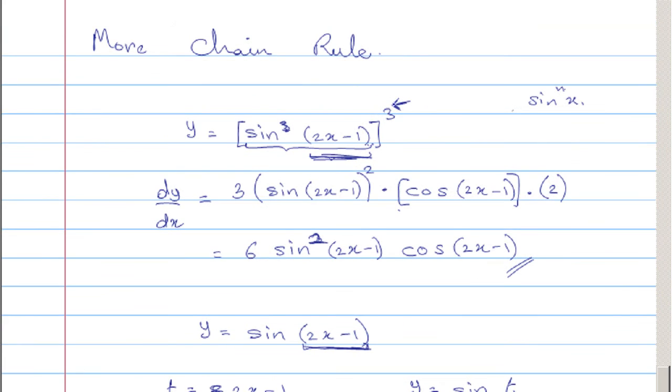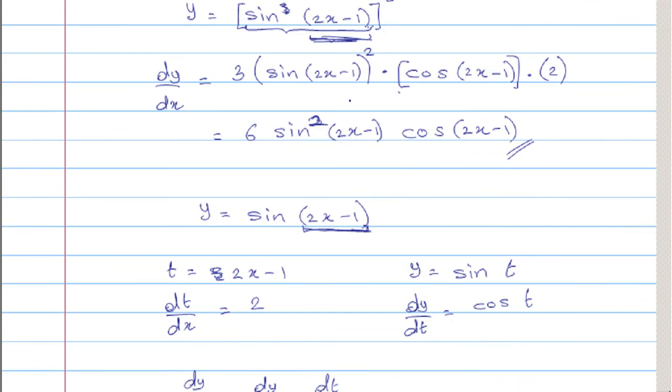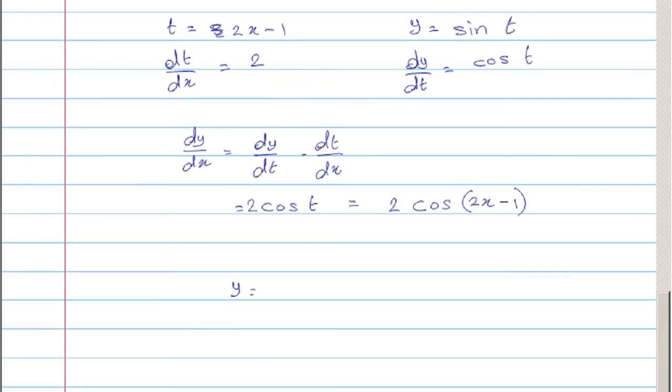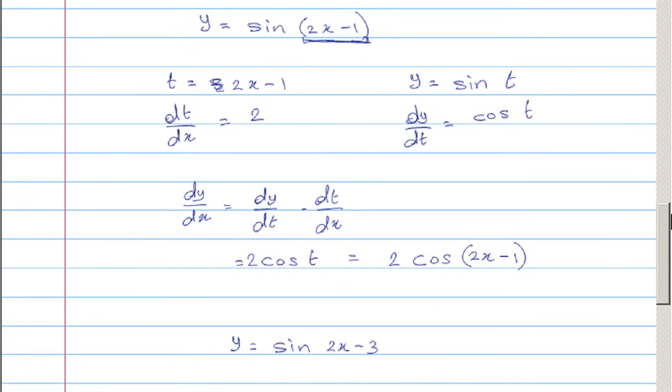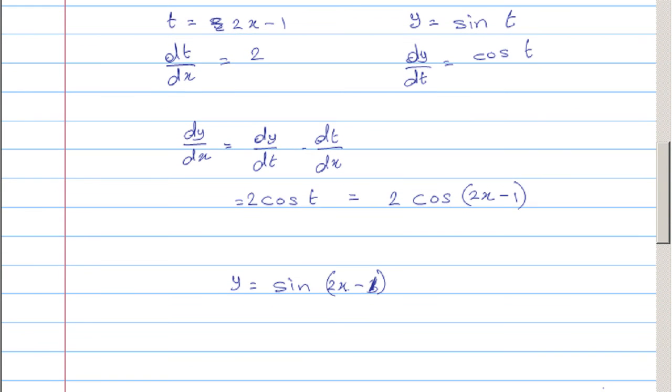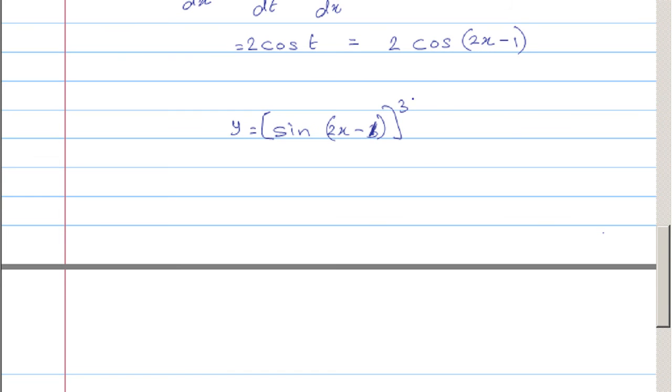Okay, but the initial function I wanted to differentiate was this one, all that raised to the power of 3. So let's do that now. Let's take y equals sine(2x − 1), and that raised to the power of 3. And also from the previous trigonometric videos, I said if you have a trigonometric function raised to a power, or any function raised to a power, then take that function as your t substitution. So take t equals, let's say, sine(2x − 1), which means y would be equal to t cubed.